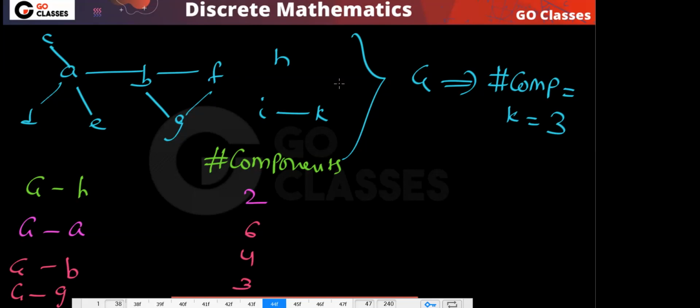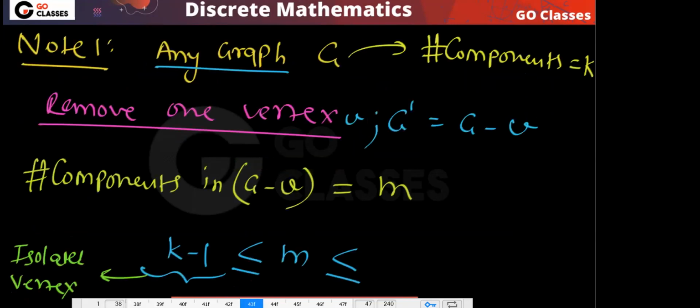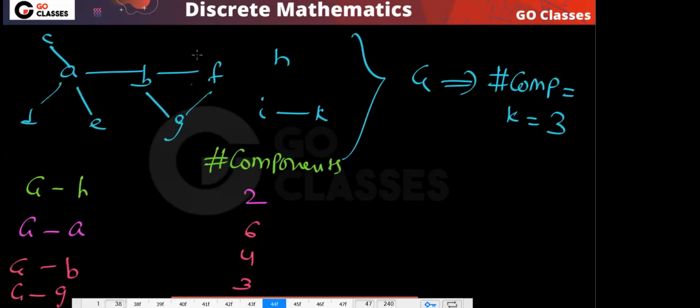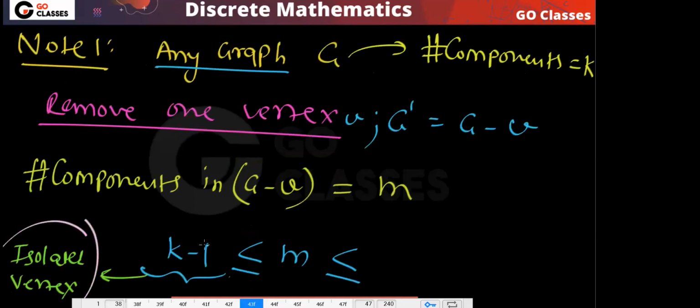Is this clear? Anyone has any doubt in this? Did you understand that if you remove one vertex, then the number of components can decrease only if you have an isolated vertex? If you remove this isolated vertex, the number of components decreases by 1. Else the number of components will not decrease.